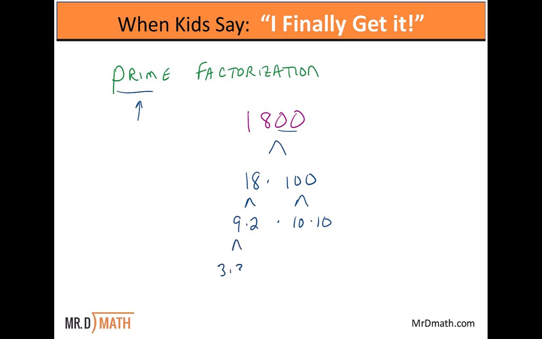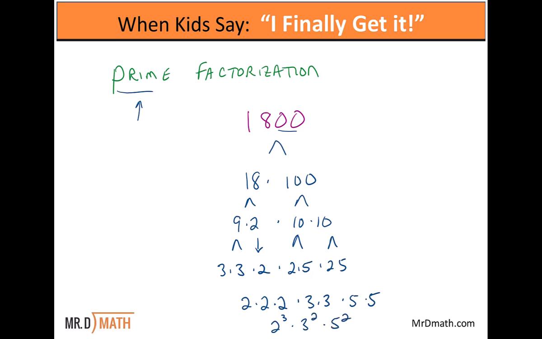Now what do we have? 9 is 3 times 3. 2 is already a prime number, so that stays the way it is. Then we have each 10, which is 2 times 5, and another 2 times 5. What do we have? I like to write them in order. We have 3 2s, 2 times 2 times 2. Then we have 2 3s, times 3 times 3, times 5 times 5. That's what we call the prime factorization. Sometimes people will write this using exponents. So we would say 2 to the third power times 3 to the second power times 5 to the second power, and there's our prime factorization.